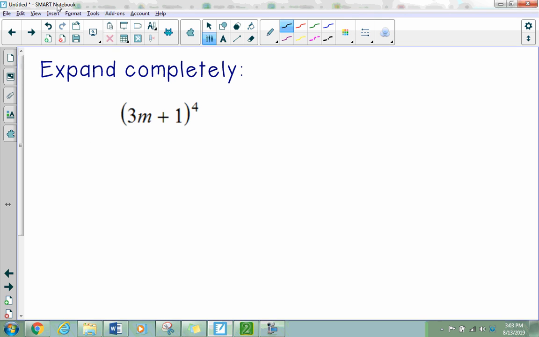To expand this binomial, 3m plus 1 to the 4th power, without actually having to multiply it out 4 times, we can use what's known as the binomial theorem along with Pascal's triangle. The way that I set up a problem like this is by showing the information in a table, because I know I need 3 things to come up with each of the terms in the expansion. I need the coefficients from Pascal's triangle.